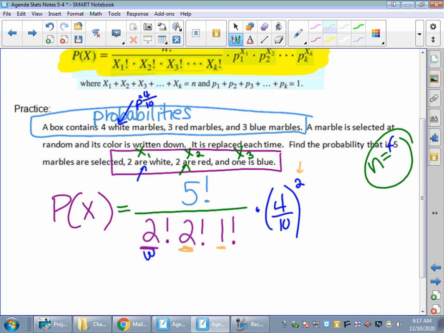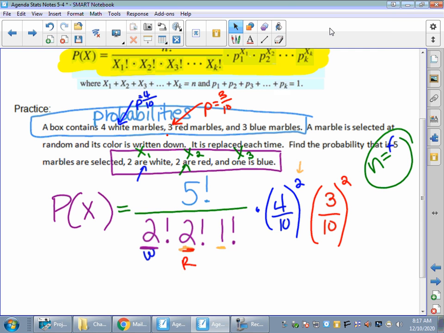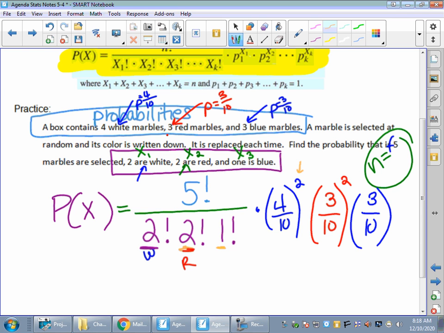So here's my x2. What's my probability of drawing a red? I'm going back up to this. There are 3 reds. So my probability of drawing a red is 3 out of 10. So 3 out of 10 to the second power for my red event. And then blue. The probability of drawing a blue is also 3 out of 10, and I want to draw 1 blue out of there, so that's going to be to the first power. So here is my white probability to the power of how many whites I want. Here's my red probability to how many reds I want to draw. And here's my blue probability to how many blues I want to draw.